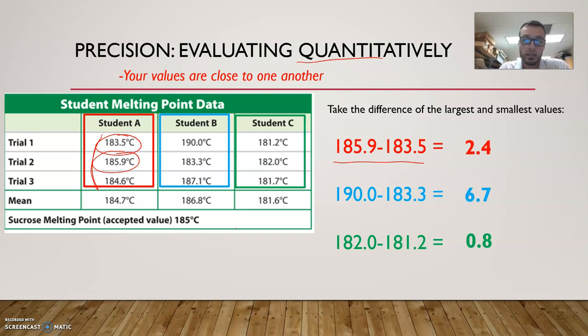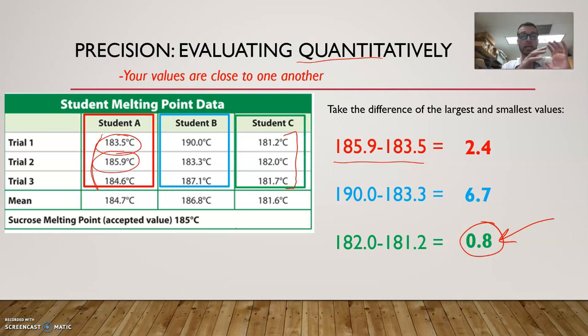Now, quantitatively means a number, a quantity, so which student has the highest precision quantitatively? Student C. Why? Because the numbers are closest together. They have the smallest difference between the highest and lowest. And if you look at these numbers, look how close they all are. They're all between 182 and 181 point something. So they're all very close to one another. And so that's how you evaluate precision.